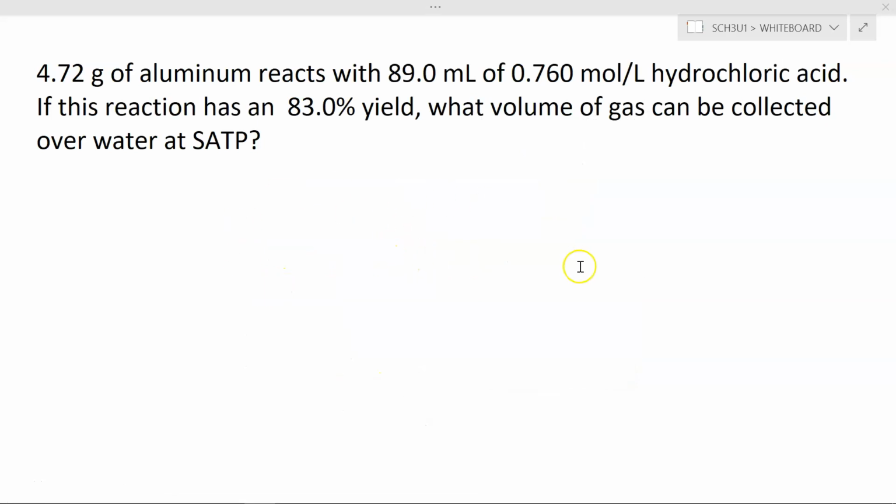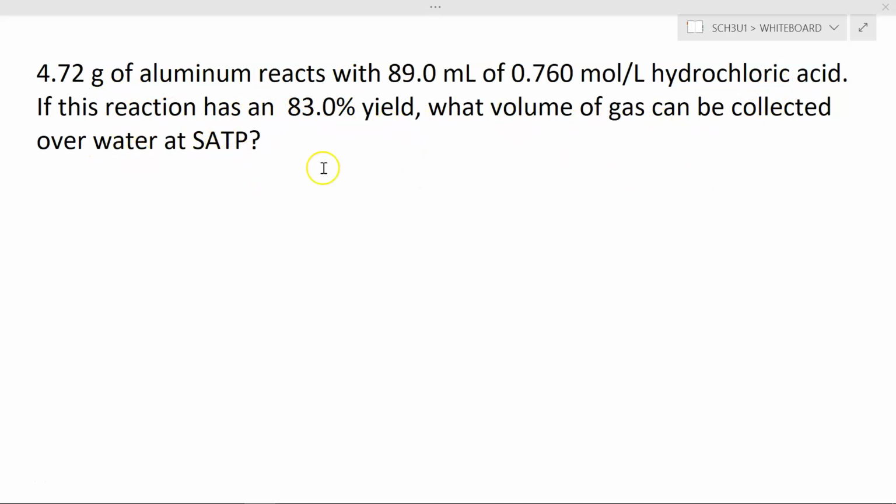Alright, so let's try this question out. This one pretty much includes everything we've learned in the entire course, so let's give it a try. 4.72 grams of aluminum reacts with 89 milliliters of 0.760 molar hydrochloric acid. If this reaction has an 83% yield, what volume of gas can be collected over water at SATP?